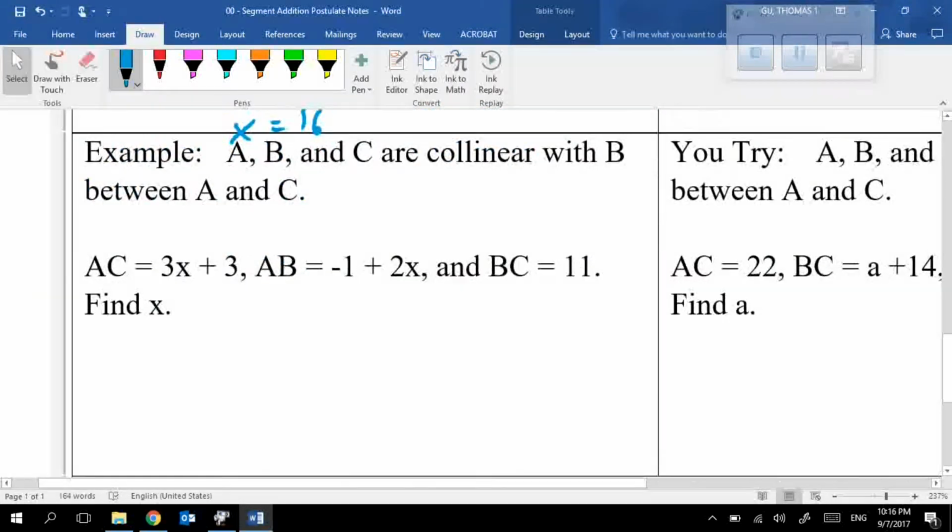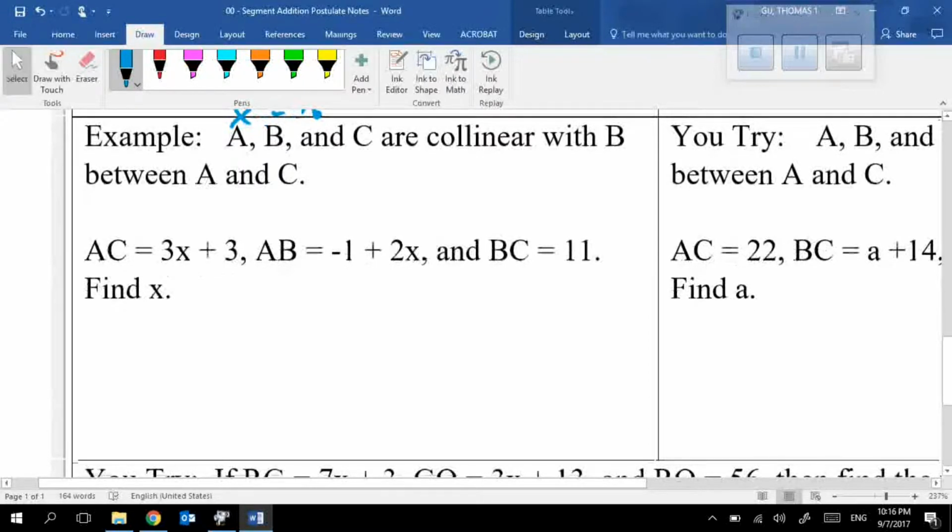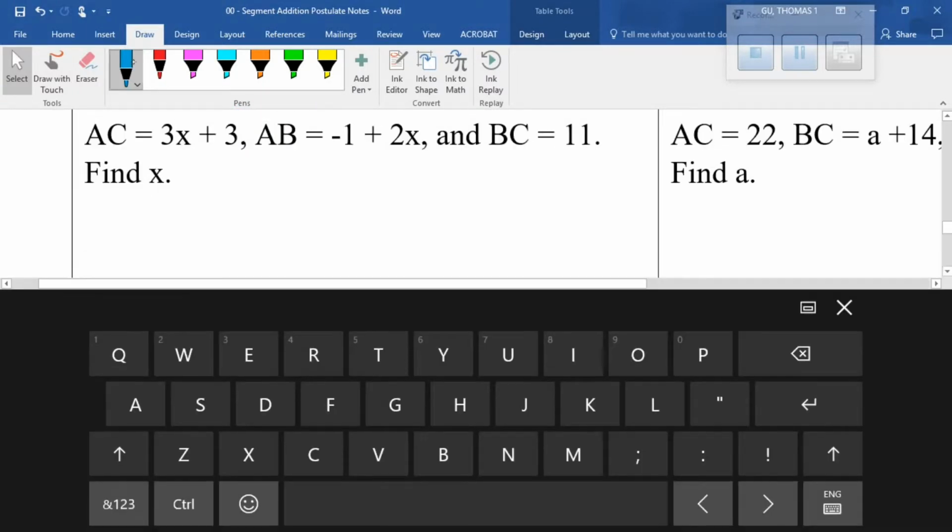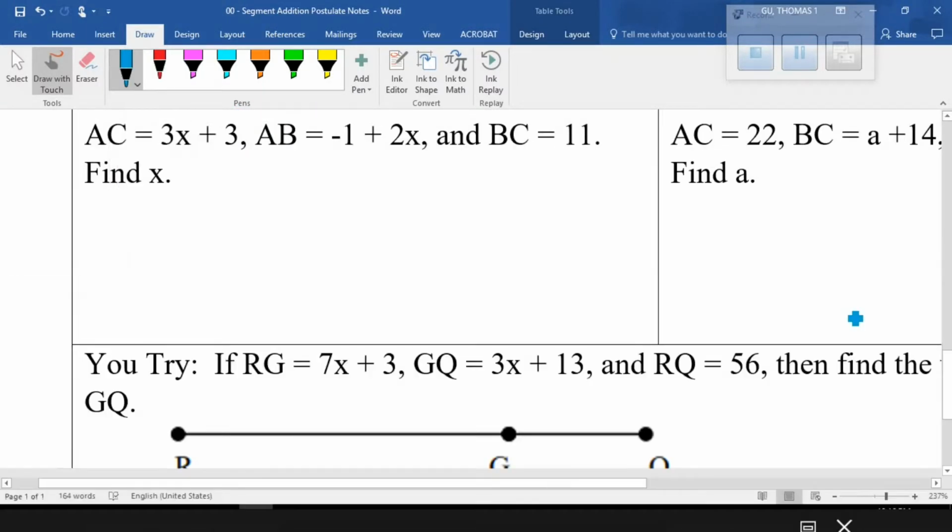This one's a little more complicated. Whoa! This is getting a little complicated looking. We're going to have to draw our own picture here. Let's read the problem first. A, B, and C are collinear with B between A and C. So let's draw a picture to help us out first.